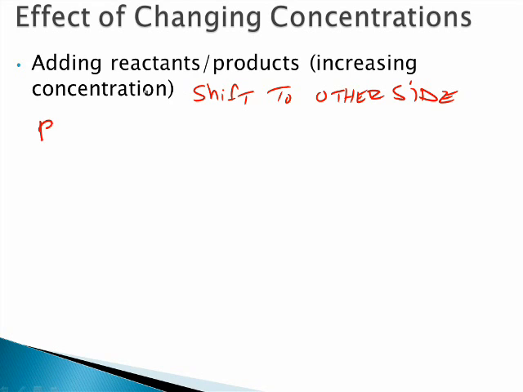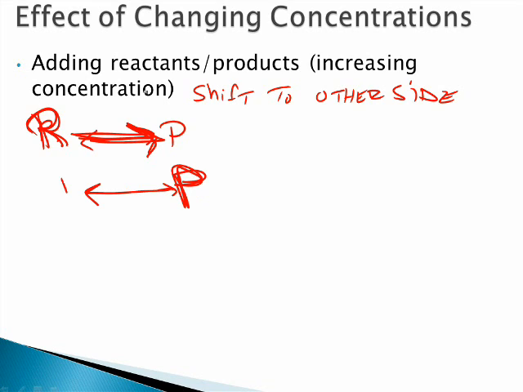So if we add reactants, we have reactants and products. If we give more reactants, it'll start making more products. If we have more products added, it'll start making more reactants. So it shifts to the other side to compensate.